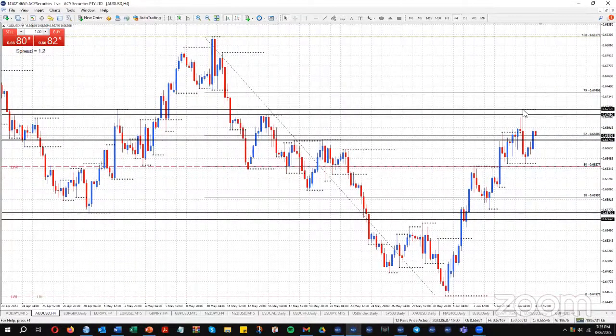All right, so very nasty sell-off. Is this a left shoulder here on the 4-hour? Is this a right shoulder to the right?